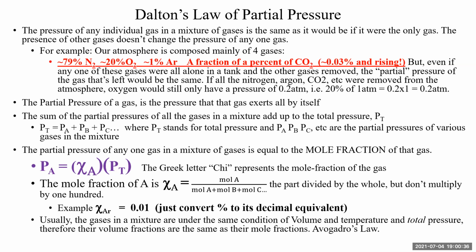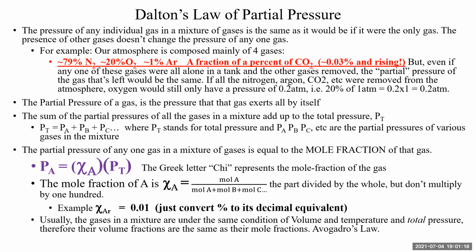So the partial pressure of a gas is simply the pressure of that gas, the gas pressure that you would measure even if the gas were all by itself. Now, the sum of the partial pressures of all the gases in a mixture adds up to the total pressure. In other words, the whole is the sum of its parts. If you add up the pressure of the oxygen, nitrogen, argon, and carbon dioxide in our atmosphere, they'll add up to 1 atmosphere. They'll add up to 14.7 psi, or whatever atmospheric pressure is, whatever unit you want to use, at sea level or wherever you happen to be.